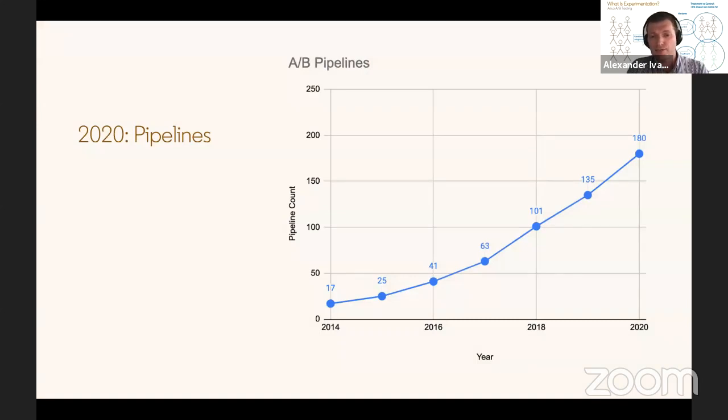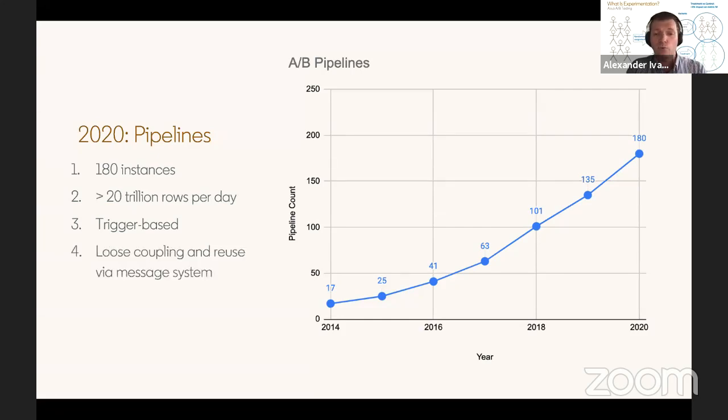Just for reference, this is the number of pipelines that we have at the moment. So we have around 180 different pipeline instances that process over 20 trillion rows per day. Most of them are trigger-based and split into multiple stages working independently. And we use loose coupling and reuse components via a messaging system. So we have a very advanced scheduling mechanism there.